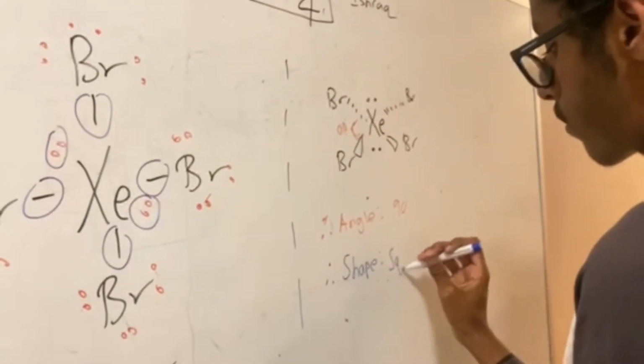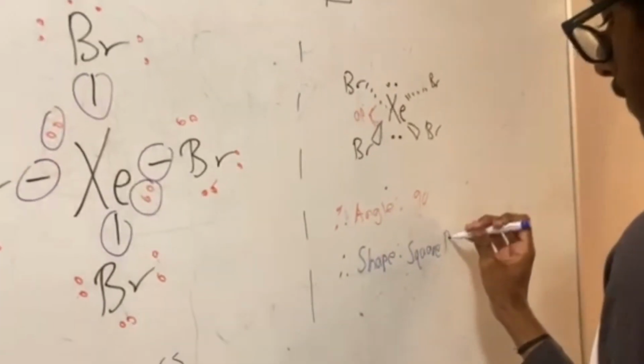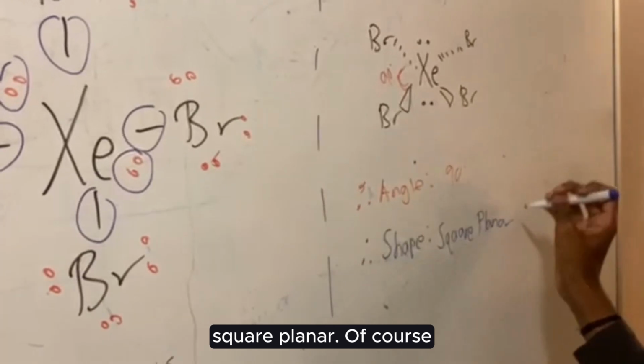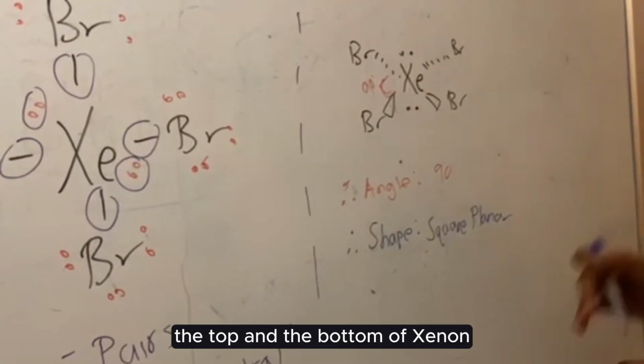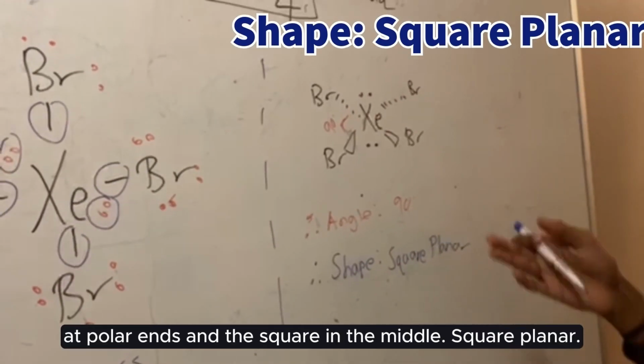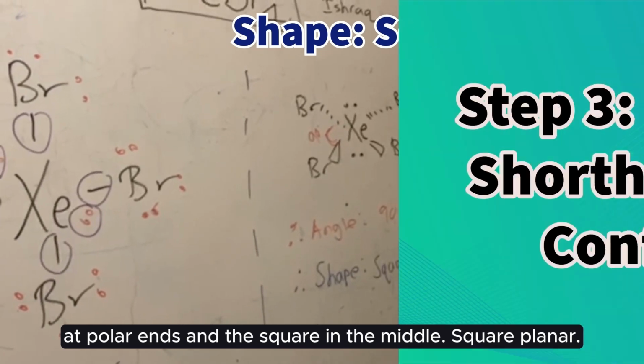So therefore our angle is 90 degrees, and as a result we know that the shape of our molecule is square planar. Of course, the 4 bromines make a square with the lone pairs on the top and bottom of xenon at polar ends, and the square in the middle, square planar.